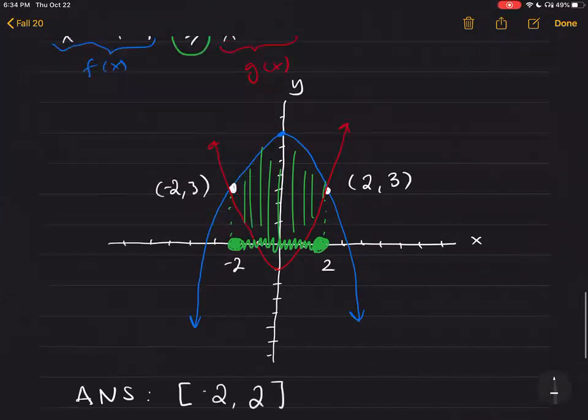All right, pretty straightforward. Yeah, so finding solutions to equalities and inequalities graphically is actually pretty straightforward, especially if you're already given the picture. All right, keep working on your homework, and I hope to see you all in office hours.